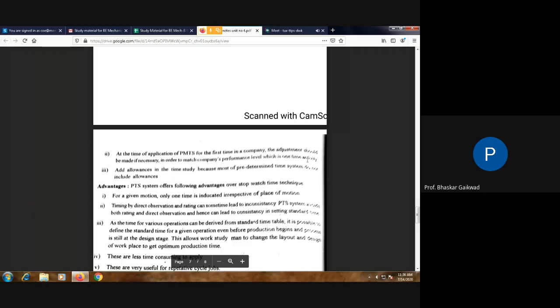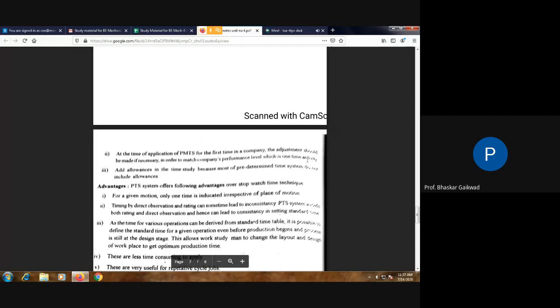So before starting any production, we can make use of this, because for particular motions we have already decided the standard time. So these times we can use in the next production line, but the motion of the body of the man will remain the same. So we can make utilization of this, and accordingly it is also feasible for the managements or the workers in industry to decide the plant layout. So that's why this point number three is very important.